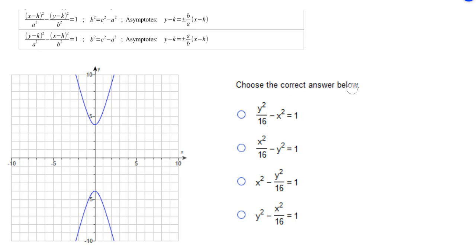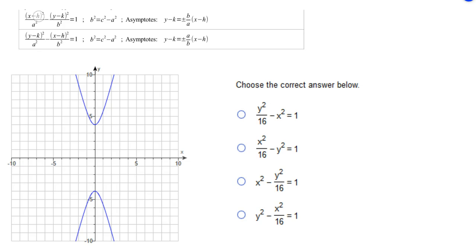Choose the correct answer below. So we have some equations of different hyperbolas and a picture of a hyperbola we want to match. Before we get to this problem, let's take a look at the template for the equations of hyperbolas. We're going to focus on two orientations. One has a transverse axis that's vertical, and one has a transverse axis that's horizontal.